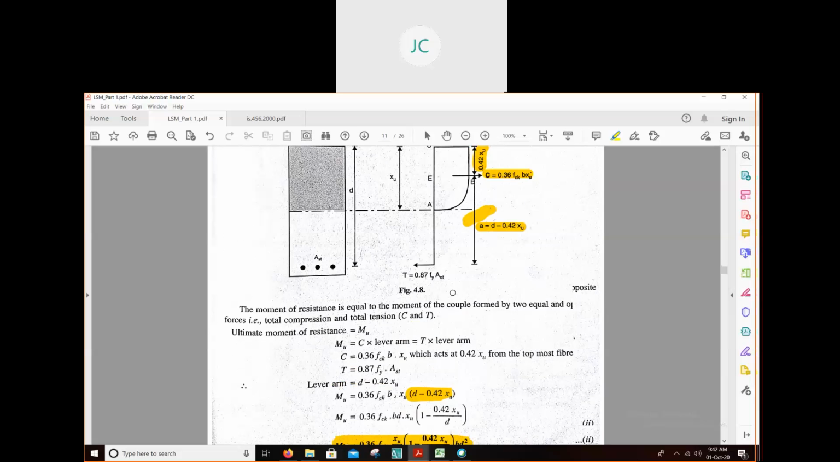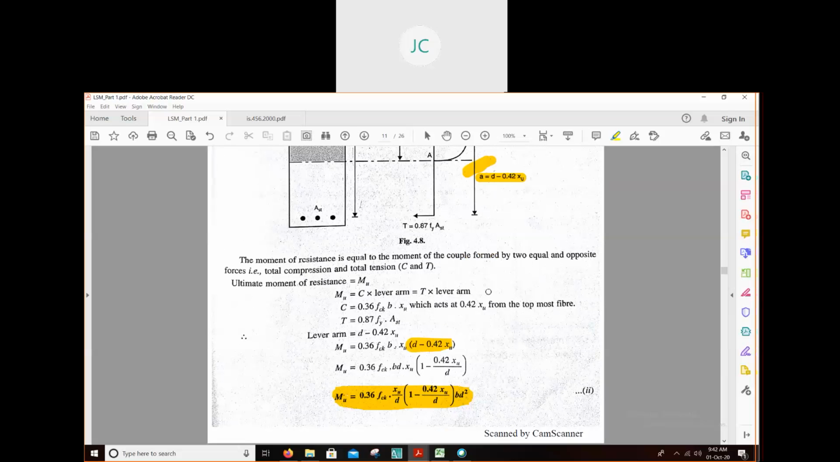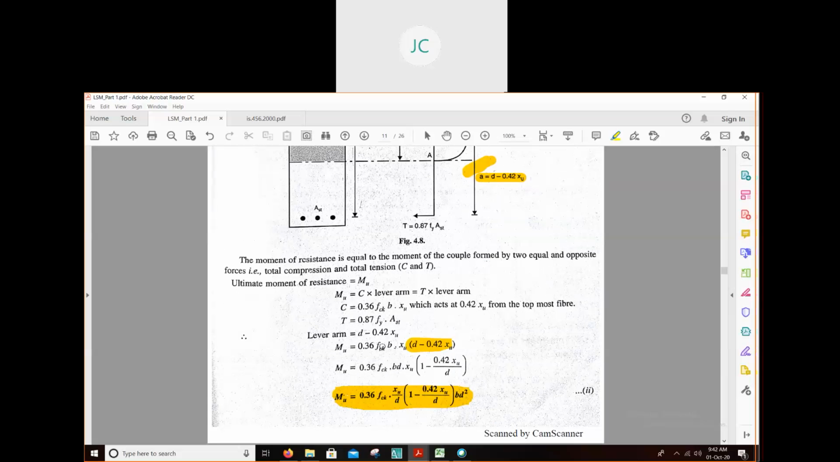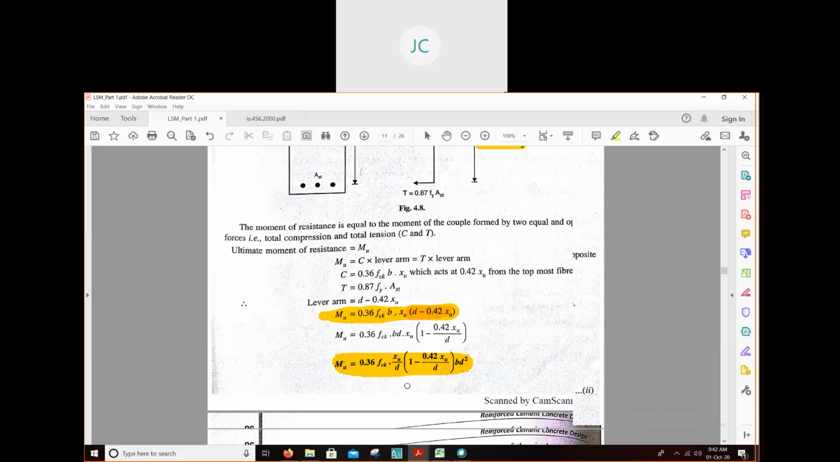If you consider the compressive force, the equation becomes 0.36 fck b xu into (d minus 0.42 xu). If you simplify this equation, taking d common from inside, finally you will get 0.36 fck b xu by d, into d squared, this equation.